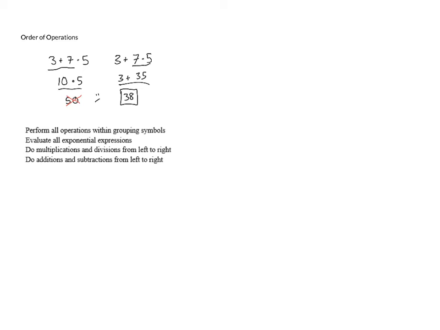After that, the next thing that we do is we evaluate all exponential expressions. Any exponents need to be evaluated. We haven't really seen exponents much so far, aside from our prime factorizations, but we'll look at some examples of those today. Then, after we've evaluated the exponents, we need to do multiplications and divisions, but specifically, we do them from left to right. The same thing is true with additions and subtractions at the end. We do them from left to right.